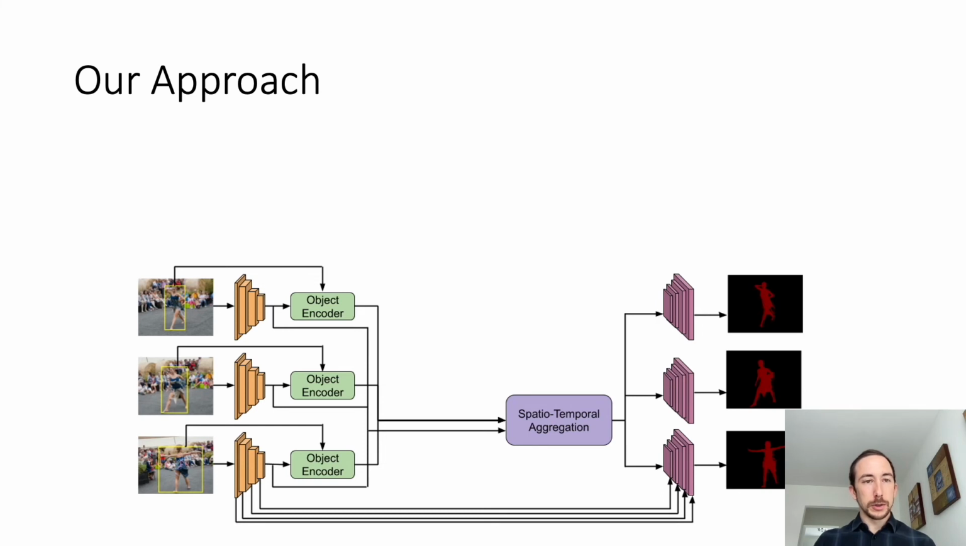So next I will introduce our approach. We start from several input images and corresponding bounding box annotations. We first extract some features. We have an object encoder that I will come back to. Where the magic really happens is in our spatiotemporal aggregation module. So what does that do?